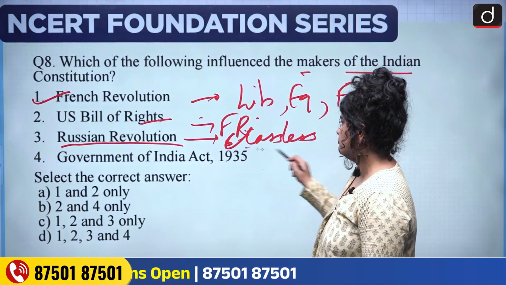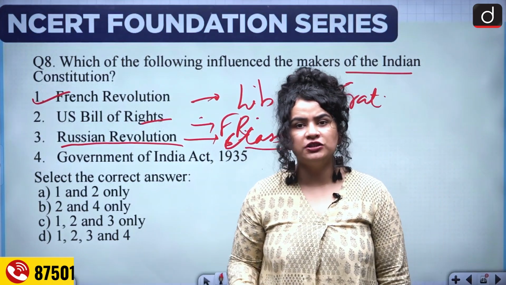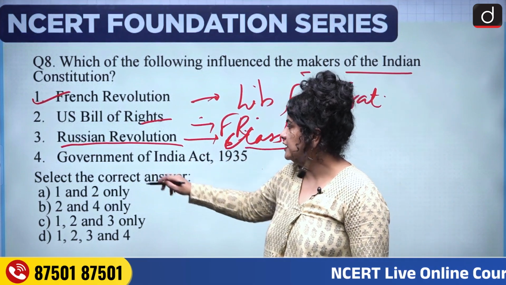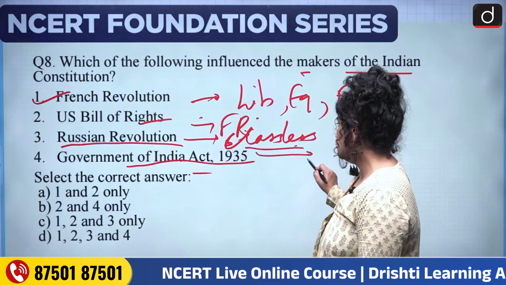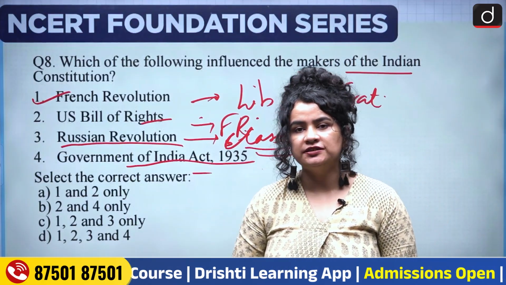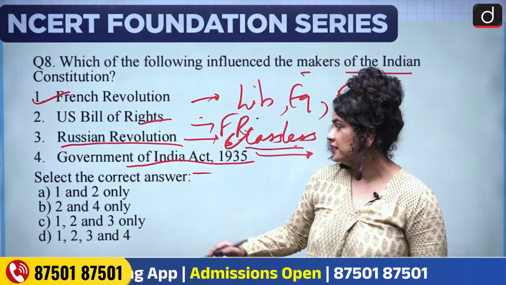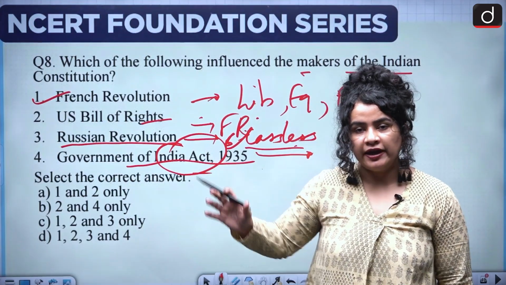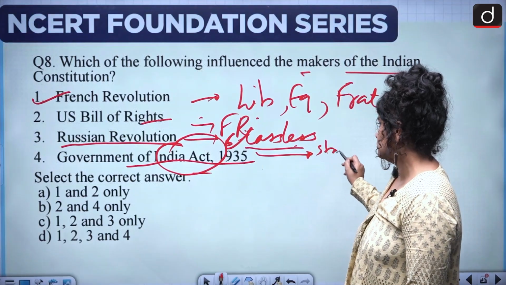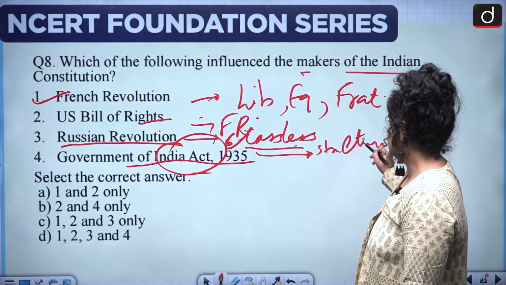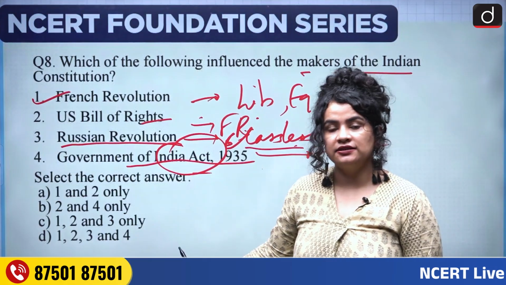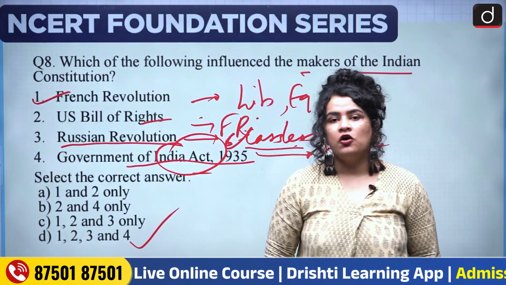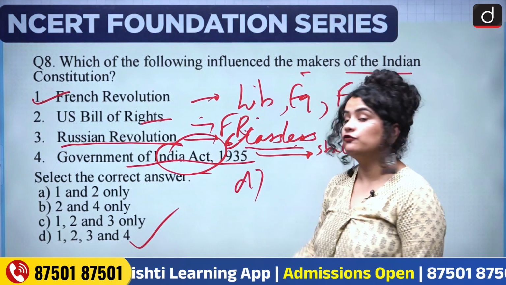So, basically, again, emphasis on equality, a bit of socialism. All of this has been borrowed from the Russian Revolution. Finally, Government of India Act 1935, as you'll go ahead and also study in subsequent sessions and in subsequent chapters of your NCERTs. This was actually essentially a very, very major contributor to the entire structure of the Constitution. It was entirely based on the Government of India Act 1935. So, the correct answer is all of the above. Option number D, 1, 2, 3 and 4 only.